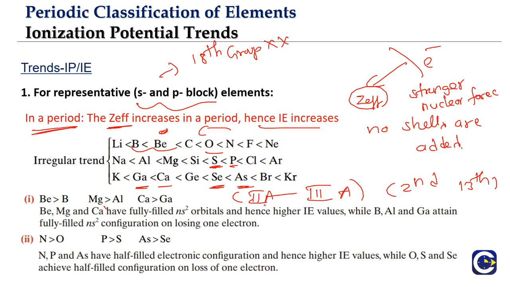So second group means 2A, and boron family means 3A. Beryllium, magnesium, calcium, what structure do they have? ns2 orbital structure, which is a fully filled s subshell. Whereas boron, aluminum, gallium have a lone electron, so they have the ns2 np1 structure, with a lone electron in the p. After removal of this lone electron, they obtain that fully filled ns2 structure.